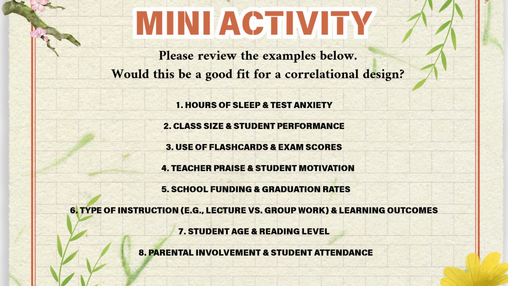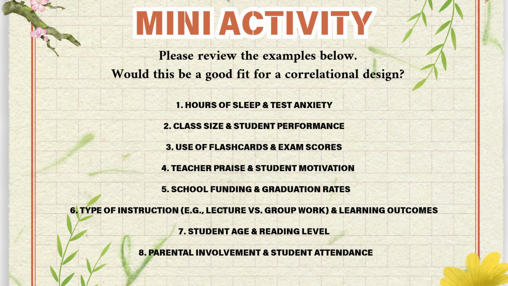Okay, so I hope you had time to go through each of these examples and really think through it. The first one, hours of sleep and test anxiety. This is a correlational design, and it's because both variables are measurable. You're observing whether more sleep is associated with less anxiety without manipulating either. Now, number two, class size and student performance. That is also correlational. You can collect data on class sizes and average student scores to see if there's a relationship, but you're not assigning students to different classes, so there's no causation.